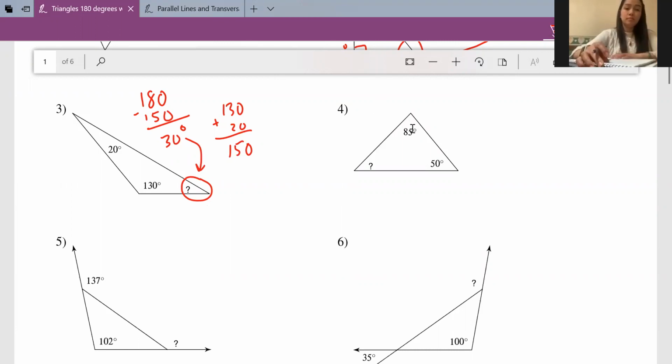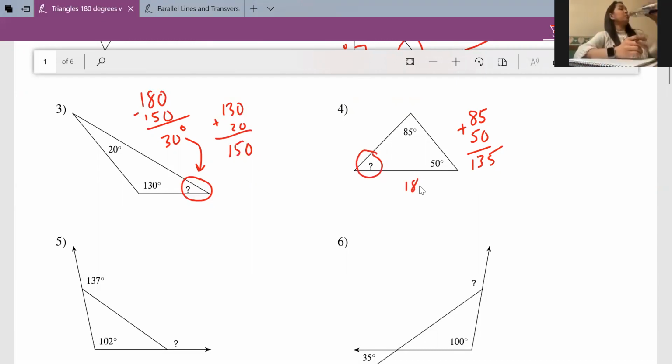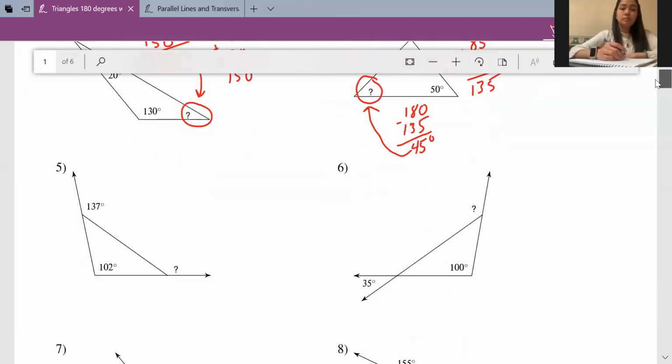So for number 4 here, my first step, I would add the two angles that I have. So I would say, okay, what's 85 plus 50? Okay, and I know that's 135. So this angle right here is going to be 180 minus that. And I know 180 minus 135 is 45. So this 45-degree angle goes right there. If I want to check it, I would say, is 45 plus 85 plus 50 180? And you say, yes, it is. Okay, let's scroll down a little bit.